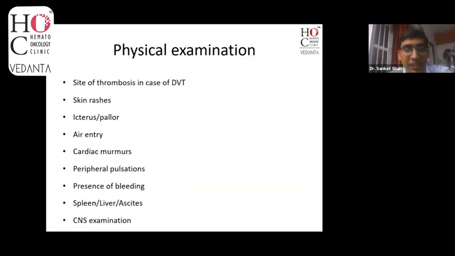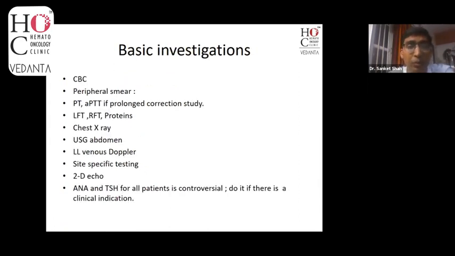Next comes the physical examination. You have to watch for skin rashes or anything for autoimmune disorders, icterus and pallor for liver disease or even hemolysis in case of PNH, air entry in case of lung lesions, cardiac murmurs particularly for suspecting non-bacterial thrombotic endocarditis, peripheral pulsation when arterial thrombosis is considered, presence of bleeding in case of DIC, spleen and liver for hematological malignancies, presence of fasciitis suggestive of malignancy. Then CNS examination should also be considered in case of CNS thrombosis.